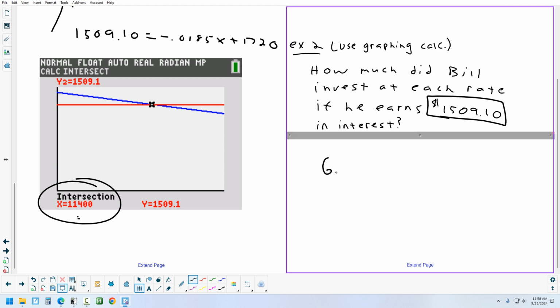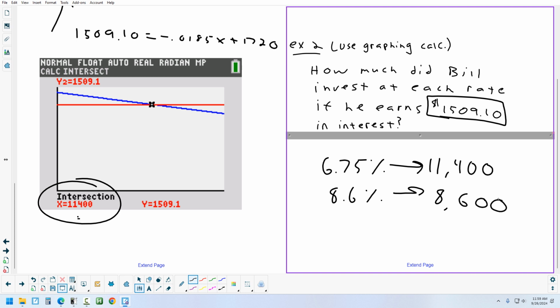Okay, so in the 6.75% account, we got $11,400 invested. Still need to figure out the 8.6%. How can I figure out how much money he put in that account? Yeah, couldn't you just do 20,000 minus the? Yeah. He's going to invest all the money. So if you put 11,400 in the first one, whatever's left goes in the second one, and that would be 8,600.